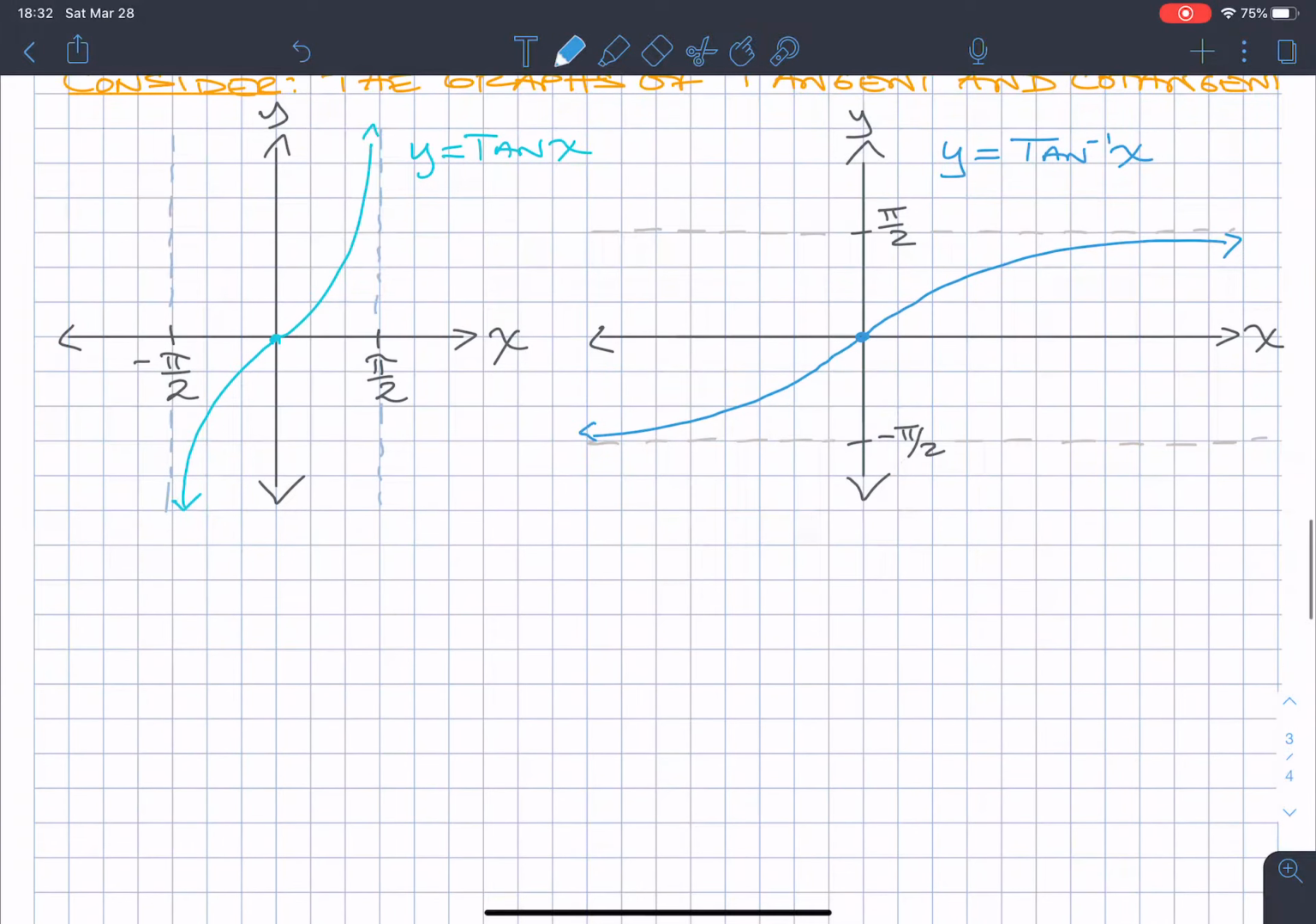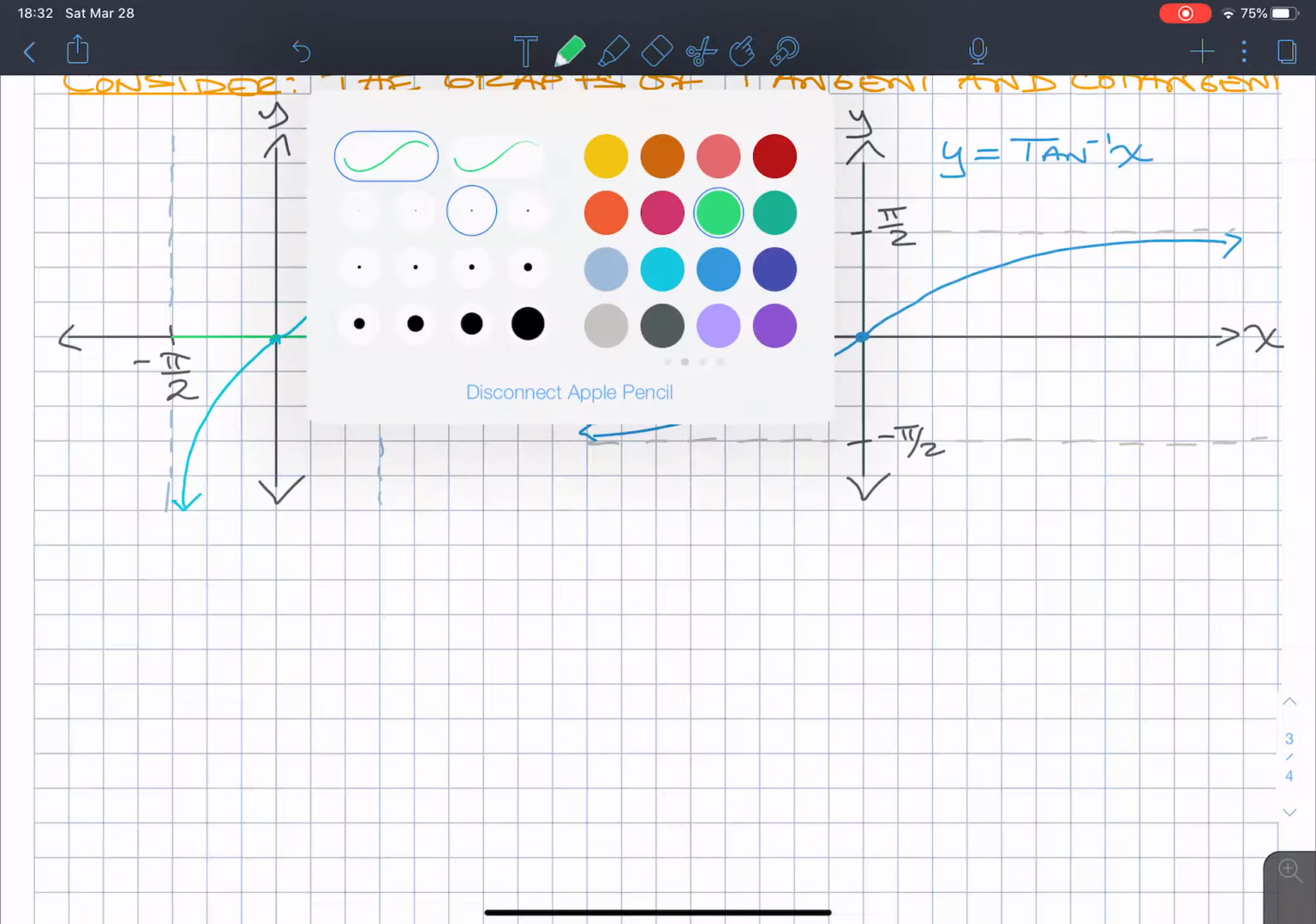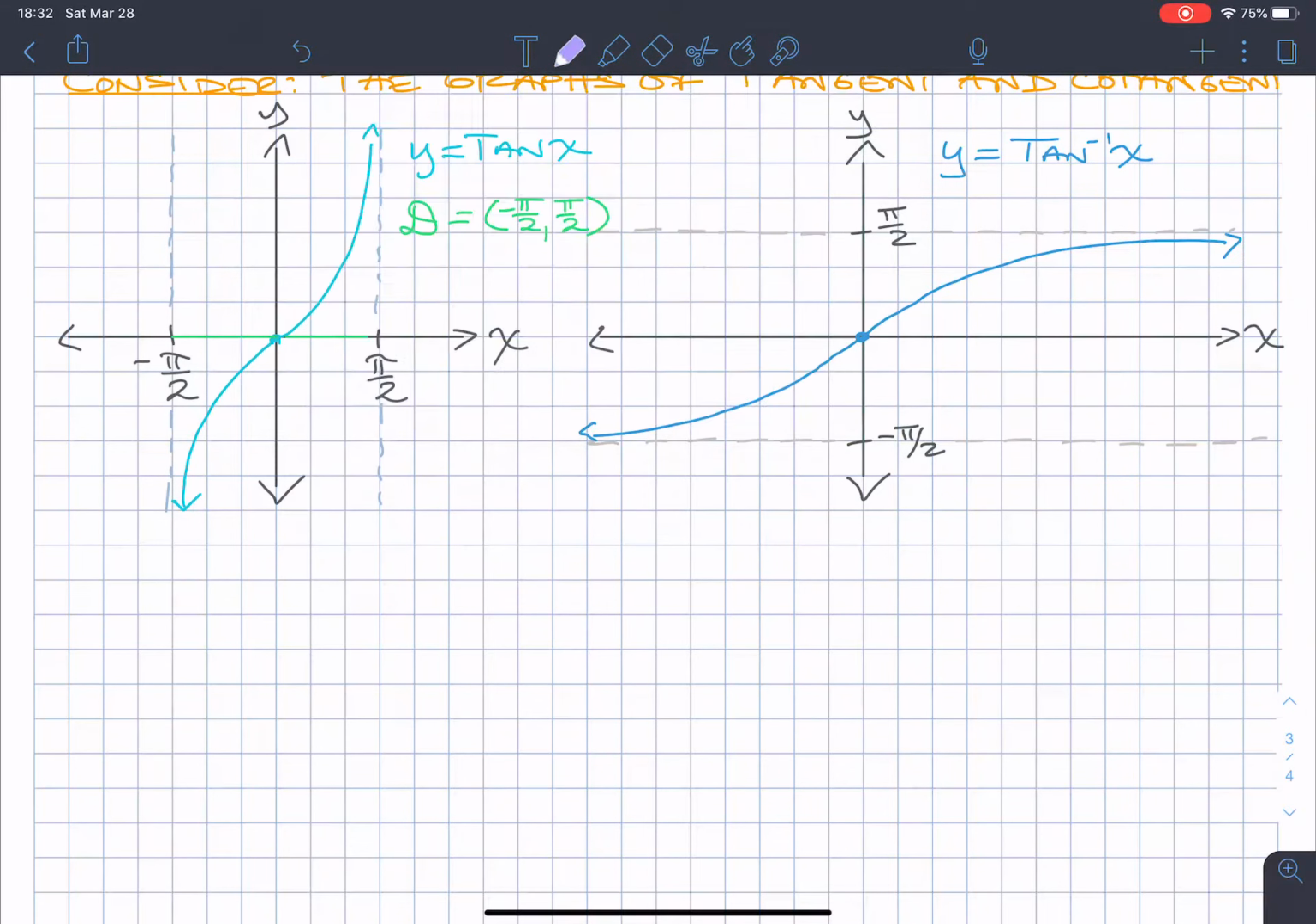So let's note the domain here. The domain on which this is 1 to 1 is non-inclusive negative pi over 2 to pi over 2 because I cannot cross an asymptote. And notice that the range here is also non-inclusive from negative pi over 2 to pi over 2. However, the domain is all real numbers. Agreed?